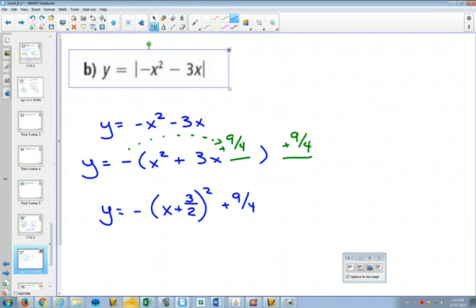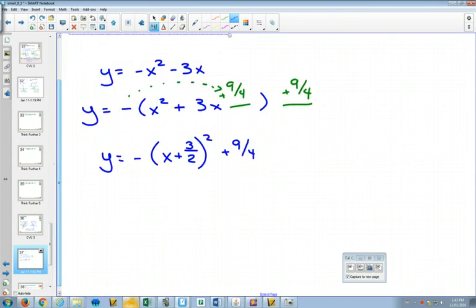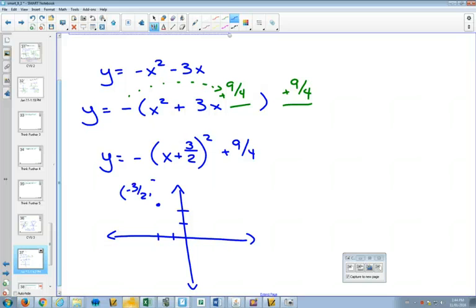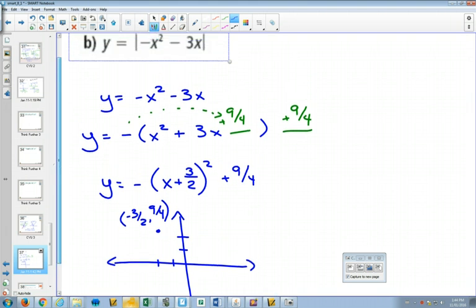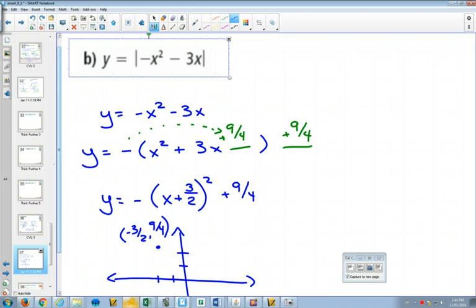Not very nice numbers, but at negative 1.5, 2.25, we have our vertex. This parabola is going down. We could do the over 1, down 1, but we're already dealing with fractions. Okay? Things that we're going to need for this graph are our x-intercepts. How do we find x-intercepts? Make y equal to 0.